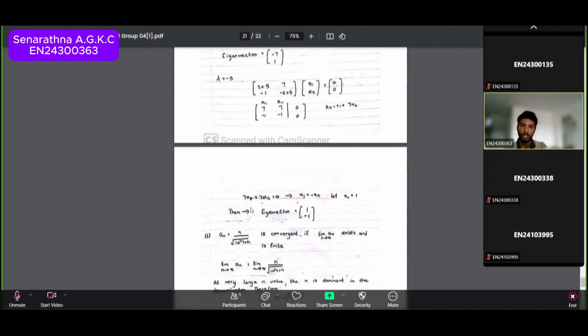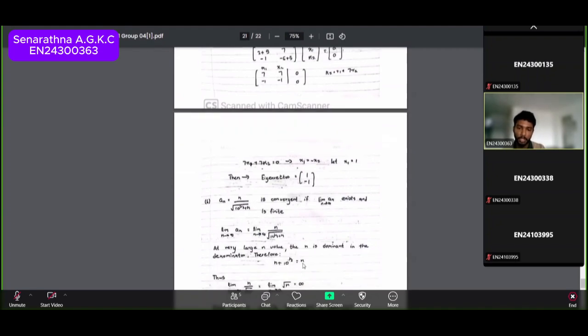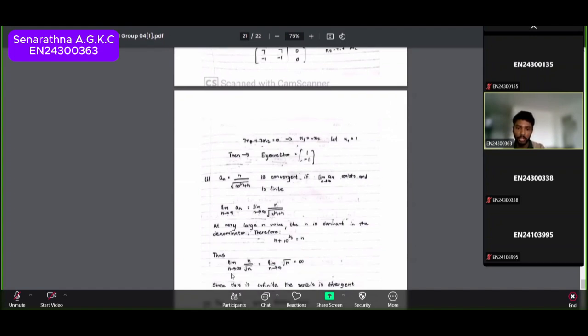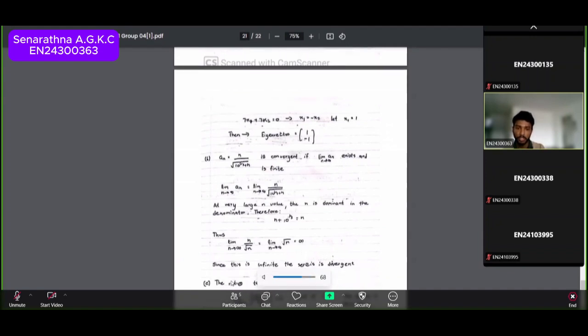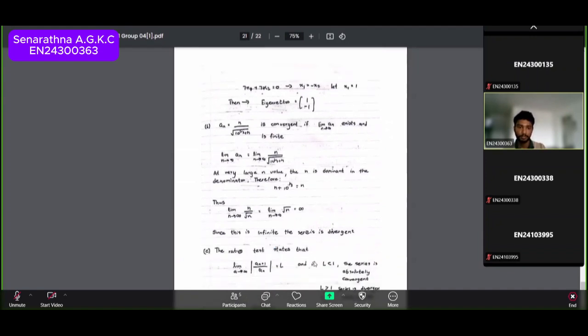Question part B. For a sequence to be convergent, the limit has to exist and it has to be finite. When considering this equation, especially the denominator, for very large n values, the n is more dominant in the denominator. Therefore, n plus 10 to the power of 1 over 3 is approximately equal to n. After that, when the limit of n goes to infinity, the square root of n is equal to infinity. Since the limit is infinite, we can say that this series is divergent.